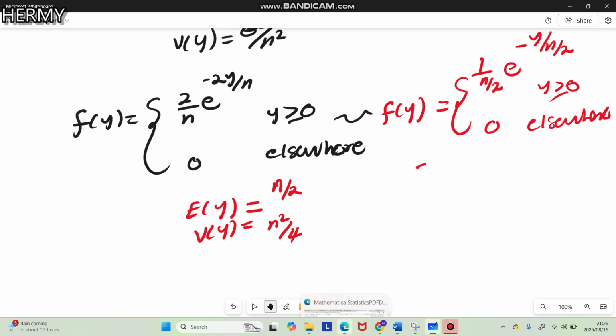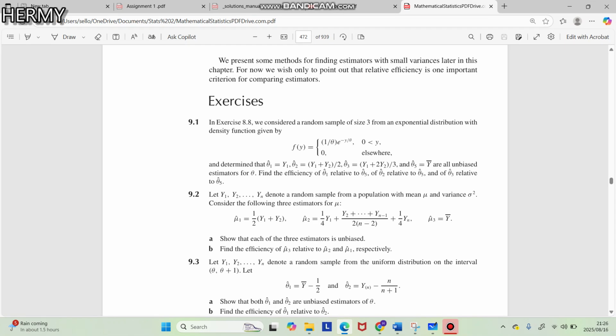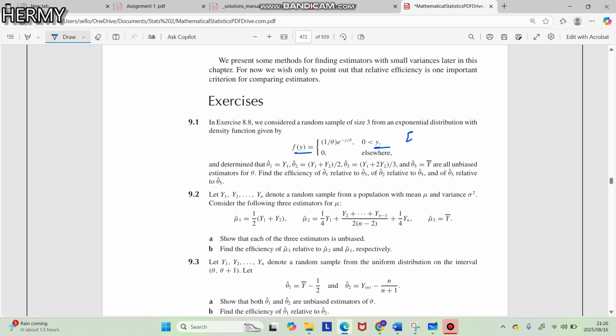So let's look at these examples in the textbook. Remember, here you are given an exponential. So what is the expected value of y? It's theta. What is the variance of y? It's theta squared.